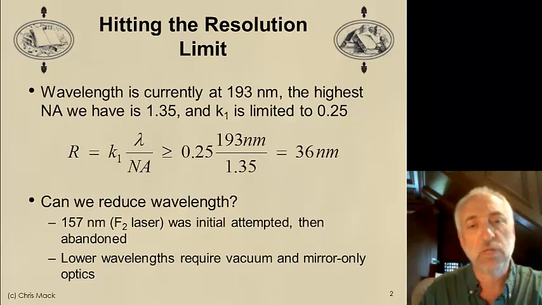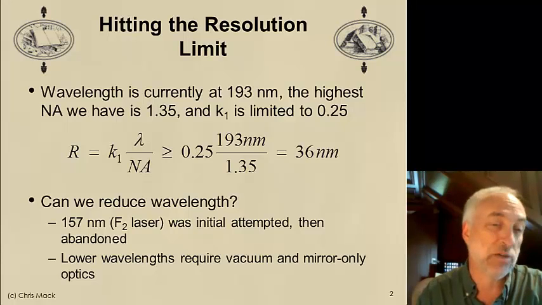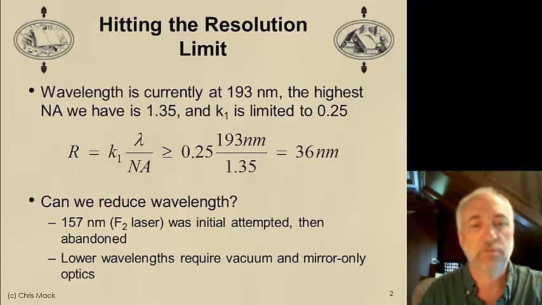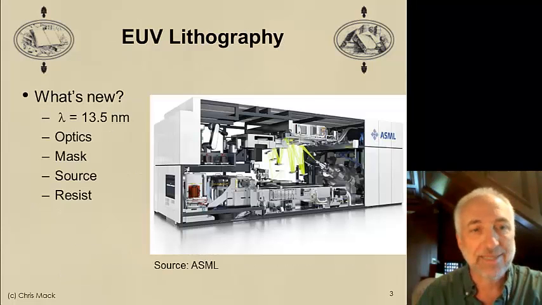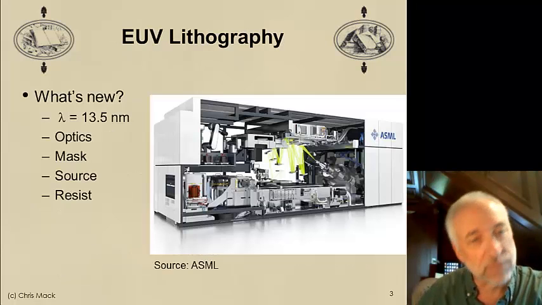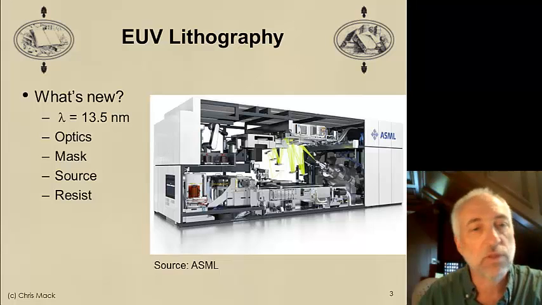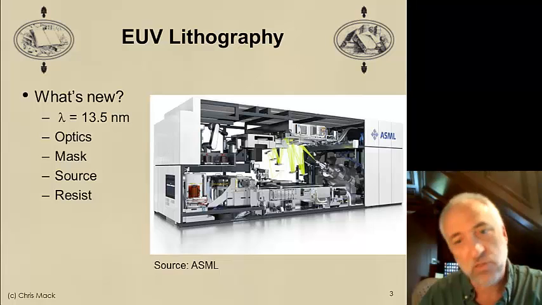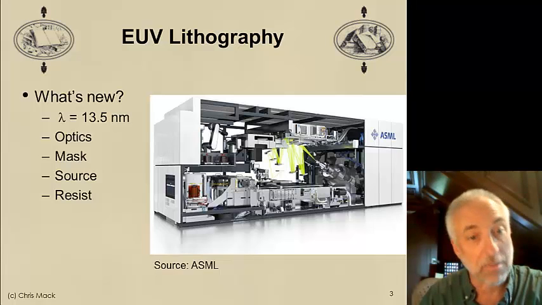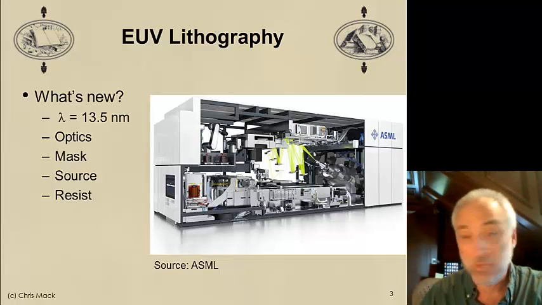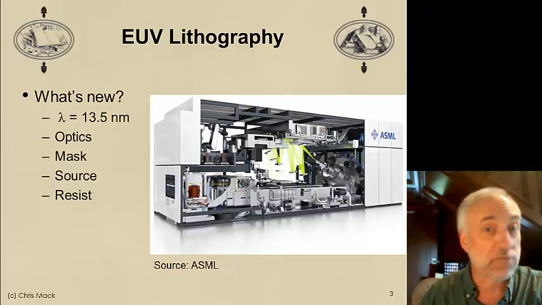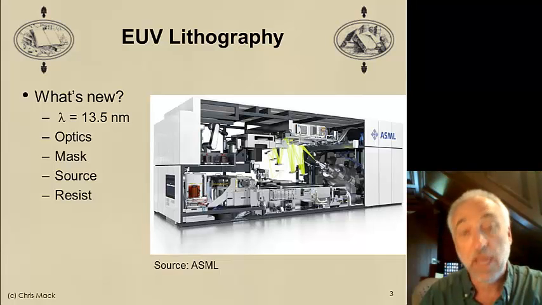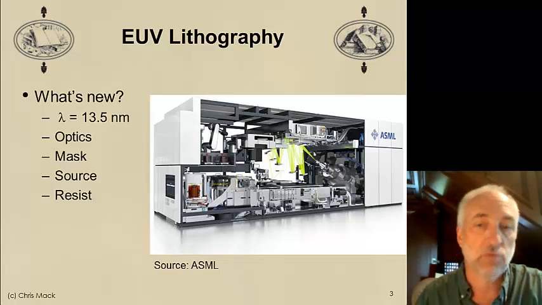So if we're going to do this, we might as well push the wavelength down really low. And that's where extreme ultraviolet comes in. The idea is to use a very low wavelength, in this case 13.5 nanometers, and that requires all new optics, a whole new way of making and thinking about the mask, the biggest problem, the source of light, and of course different photoresists as well. All of these things change every time you change the wavelength, and this change of wavelength is extremely complicated.